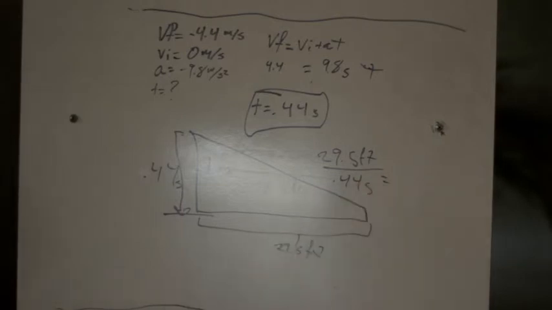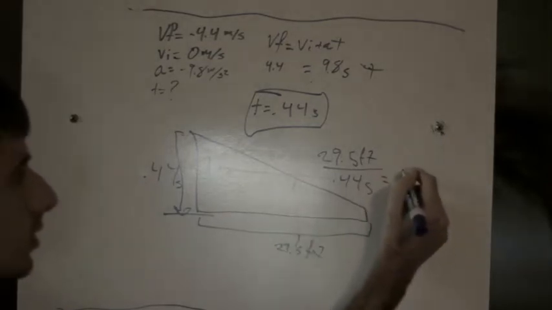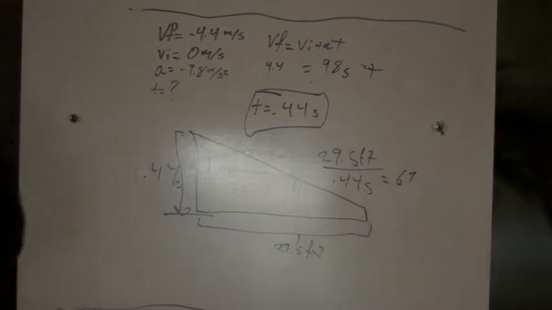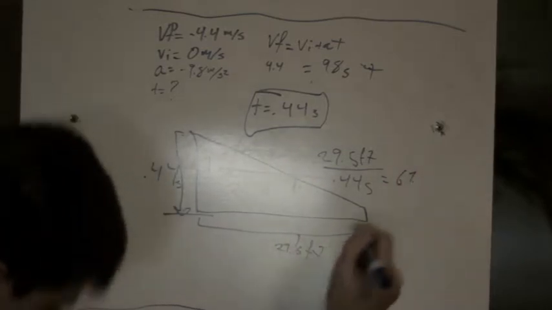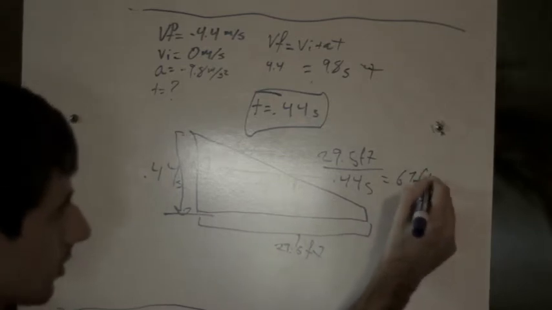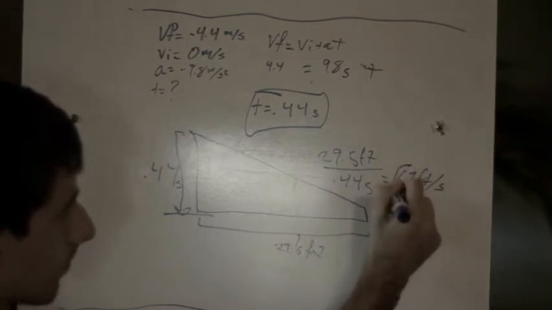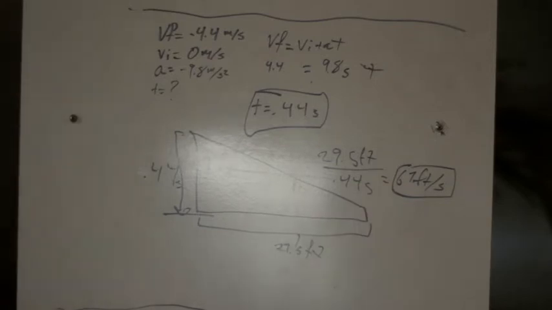And this is going to give us the muzzle velocity of the gun. Once you divide this out, you will get 67 feet per second. So remember this, this is the muzzle velocity of the gun.